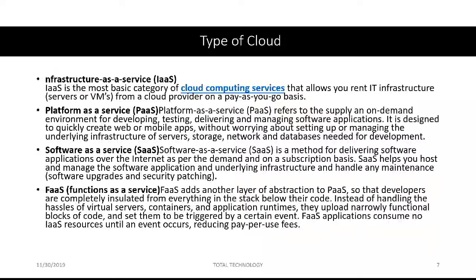Now function as a service also exists. Function as a service adds another level of abstraction to platform as a service, so the developers are completely insulated from everything in the stack below their code. So what is the benefit? Instead of handling the hassle of virtual servers, containers, and application runtimes, they upload narrowly functional blocks of code and set them to be triggered by a certain event. Now this FaaS application consumes no IaaS, meaning infrastructure as a service, resources until an event occurs. So that is basically reducing the fees.